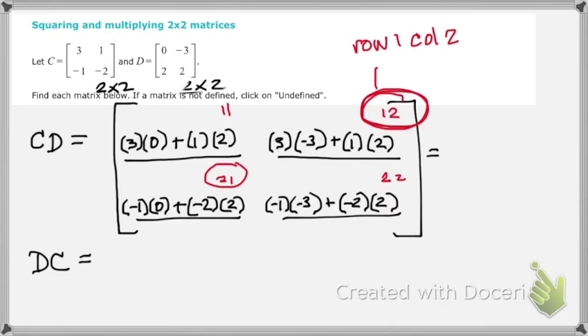And from there we just have some basic arithmetic. It's going to be 0 plus 2 is 2. Negative 9 plus 2 is negative 7. 0 plus negative 4 is negative 4. 3 plus negative 4 is negative 1.